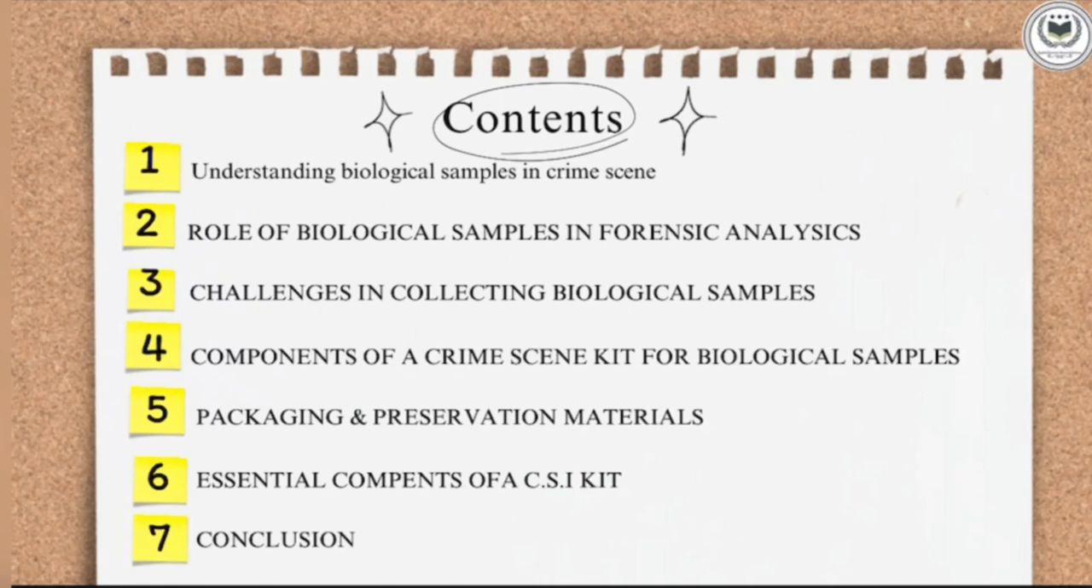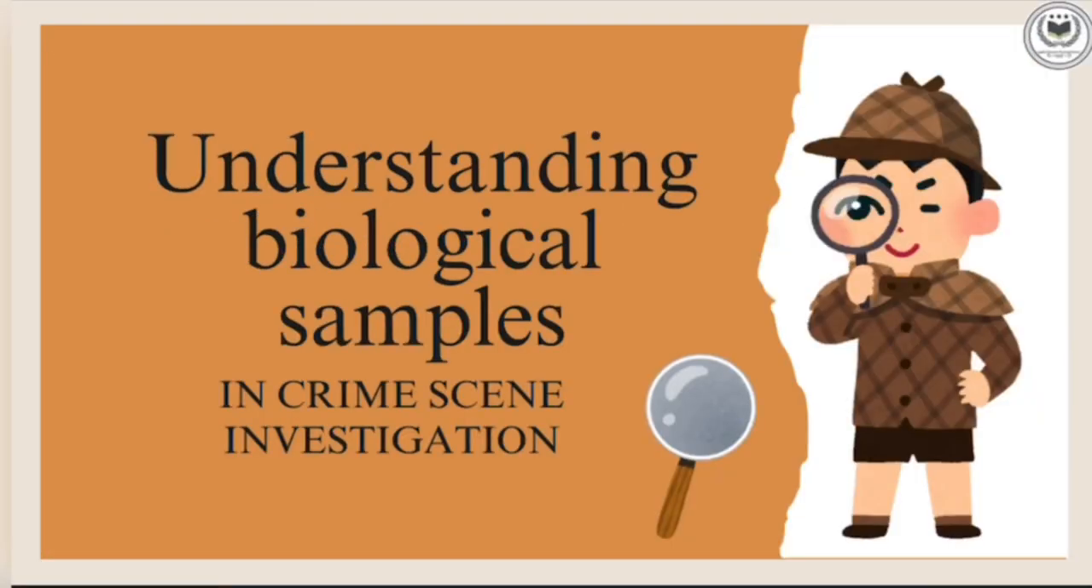First, understanding biological samples in crime scene. Second, role of biological samples in forensic analysis. Third, challenges in collecting biological samples. Fourth, components of a crime scene kit for biological samples. Fifth, packaging and preservation materials. Sixth, essential components of a crime scene investigation kit. Seventh, conclusion.